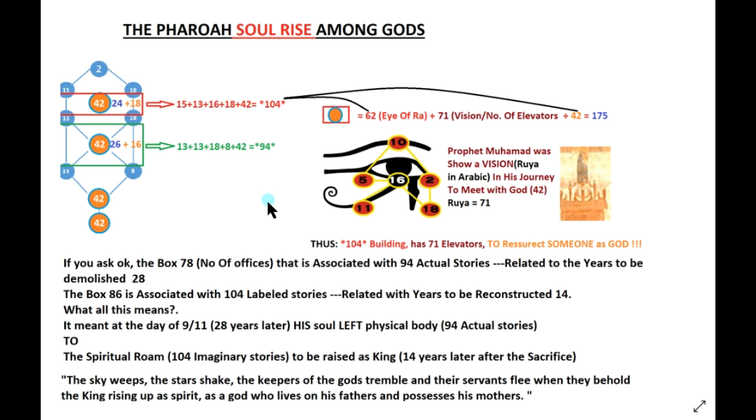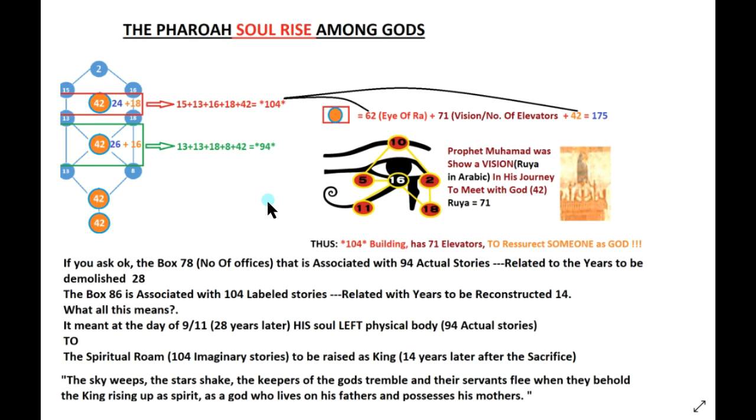It's actually from it that the Great Giza Pyramid has been built. One World Trade Center is a modern one. It's a modern Great Giza Pyramid built to resurrect the soul of a pharaoh into becoming among the gods at the expense of the souls of their servants as they flee in 9/11. And so he reached the box. Okay, good. You say 42 is the pathway to reach God. 62 is the eye of Ra.